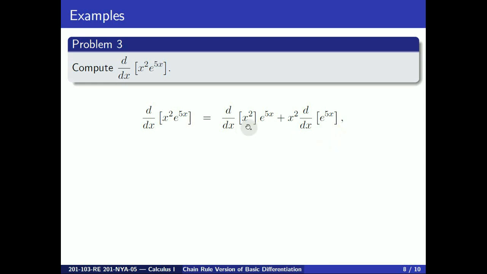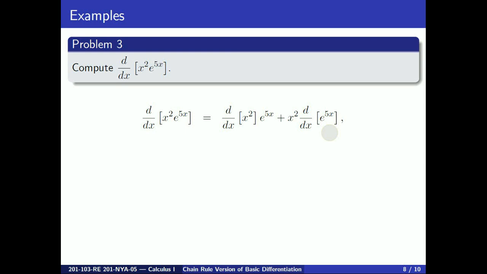The derivative of x squared is simply 2x, but the derivative of e to the 5x is not straightforward. In particular, it's not e to the 5x. We need to ask ourselves here, to differentiate this expression, what the basic structure of e to the 5x is. Is it a product, quotient, or a composition of two functions? Again, pause the video and try to figure it out.